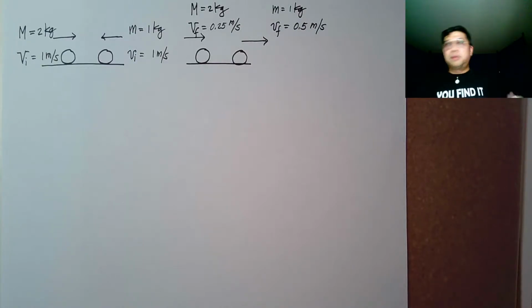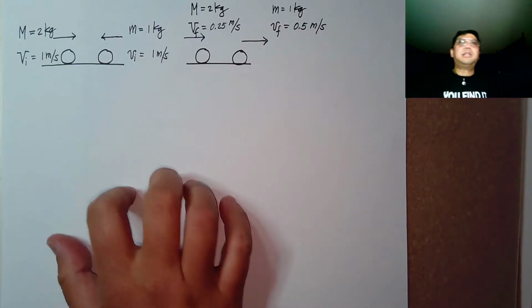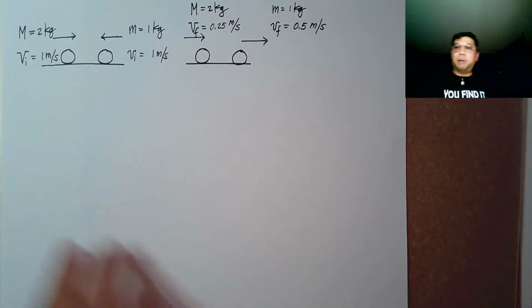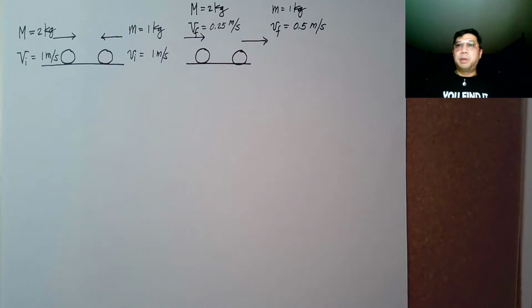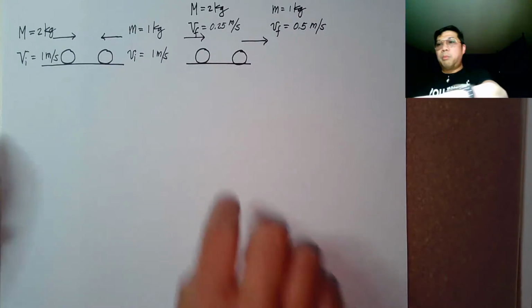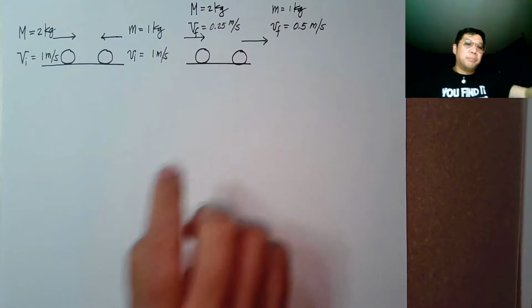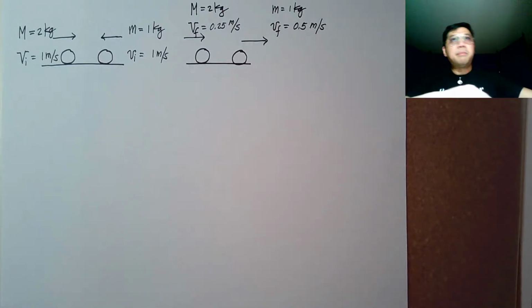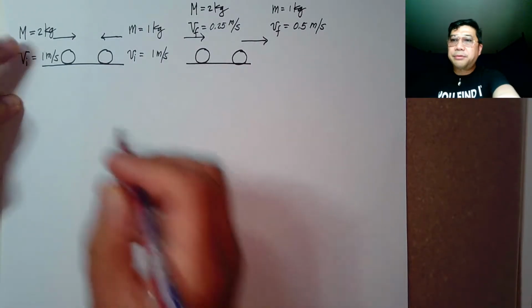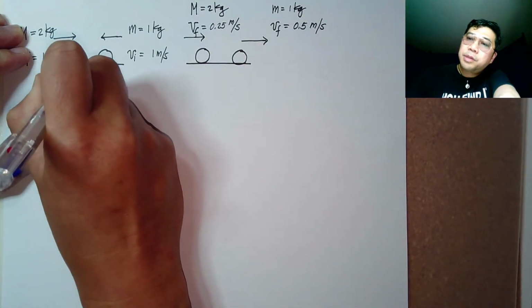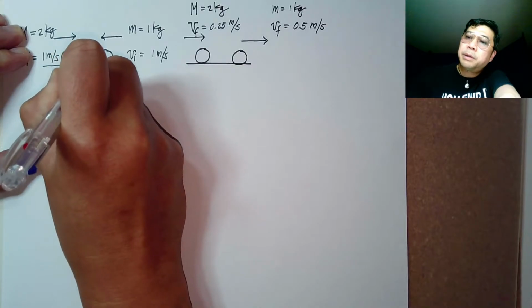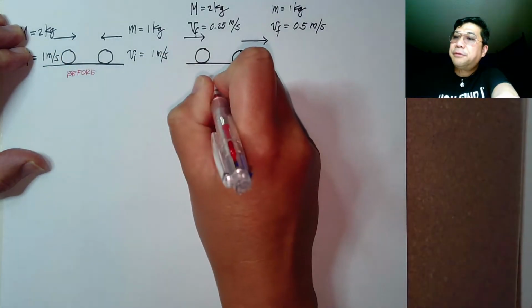In this video, we will apply the concept of the law of conservation of momentum to see if the collision that happened here between two objects experiences conservation of momentum, or the momentum before the collision is the same as the total momentum after the collision. So this is the state before the collision happened, and this is after the collision happened.